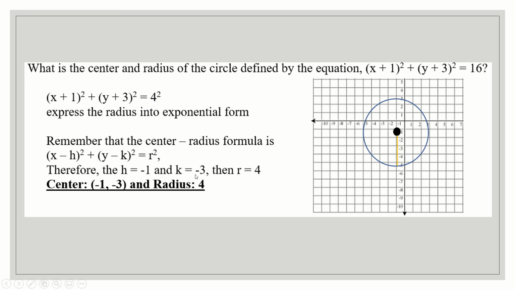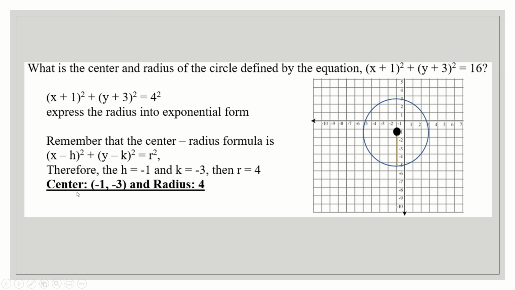Bakit po naging negative 1 at paano naging negative 3? Kasi nga, ang ating standard o ang ating center radius formula is x minus h. Pero yung given na equation ay x plus 1. So saan nanggaling yung negative 1? Kasi applying the negative 1 or substituting negative 1 by h, we have x minus negative 1. Magiging plus 1 siya. Same with negative 3. Then our radius is 4.